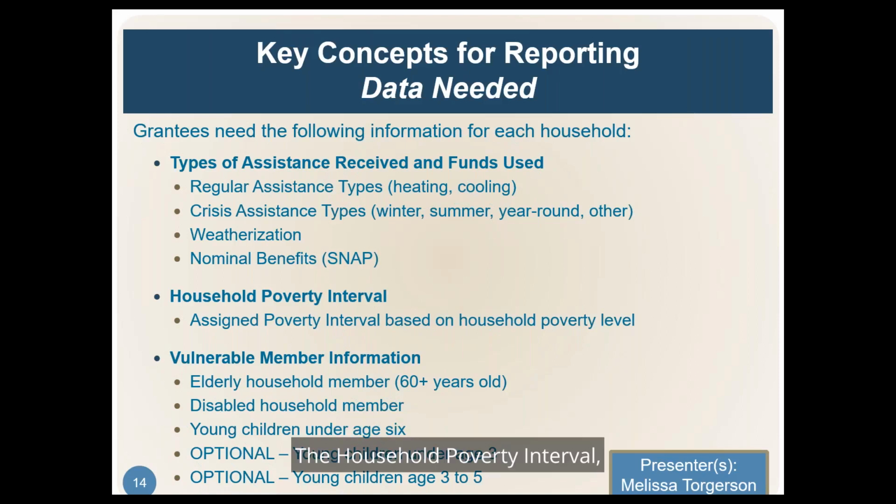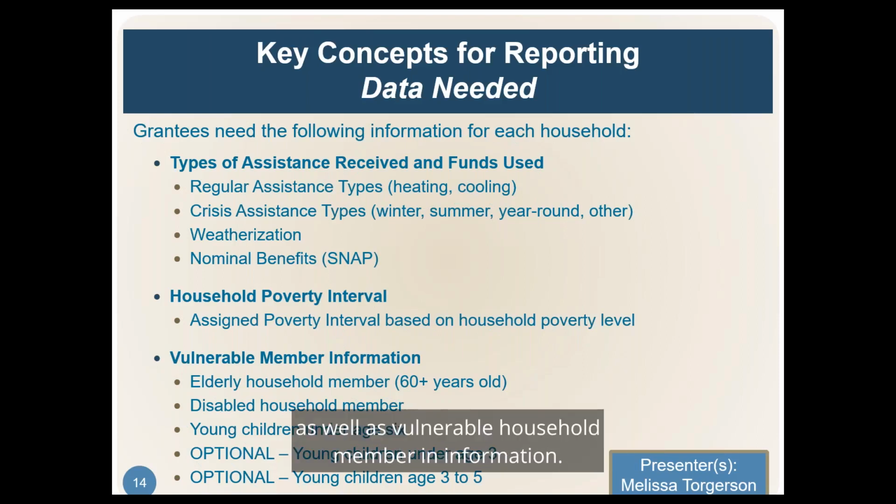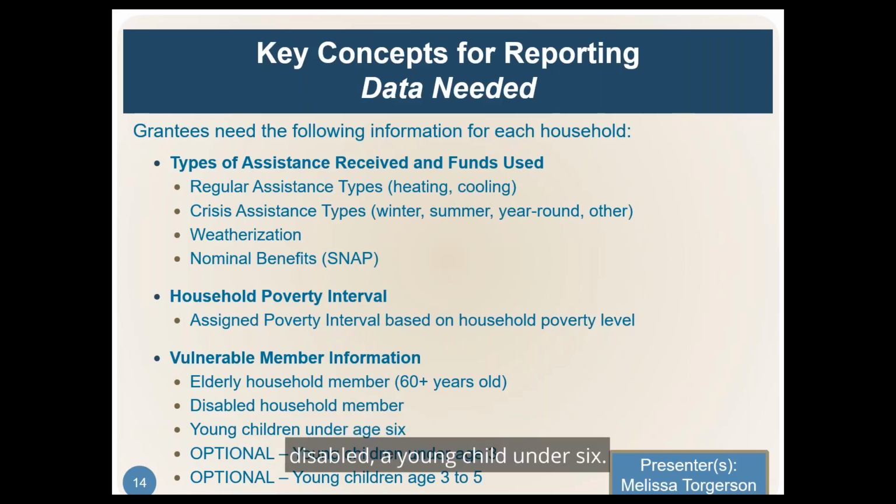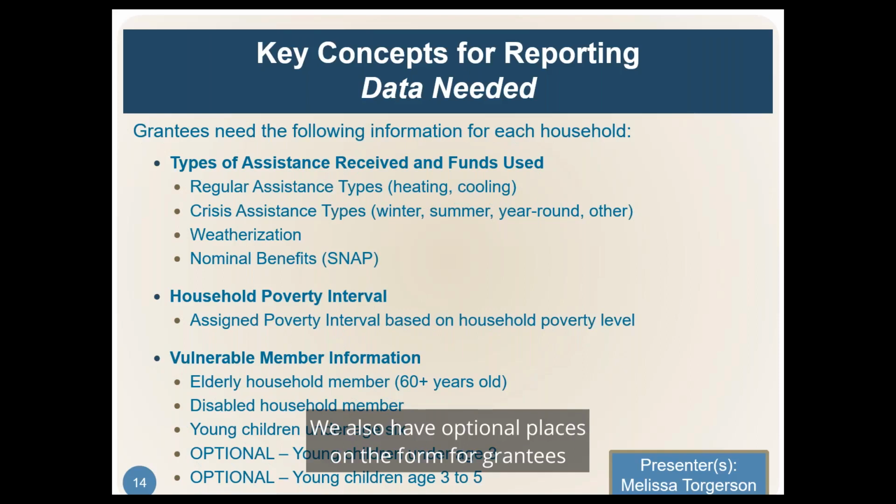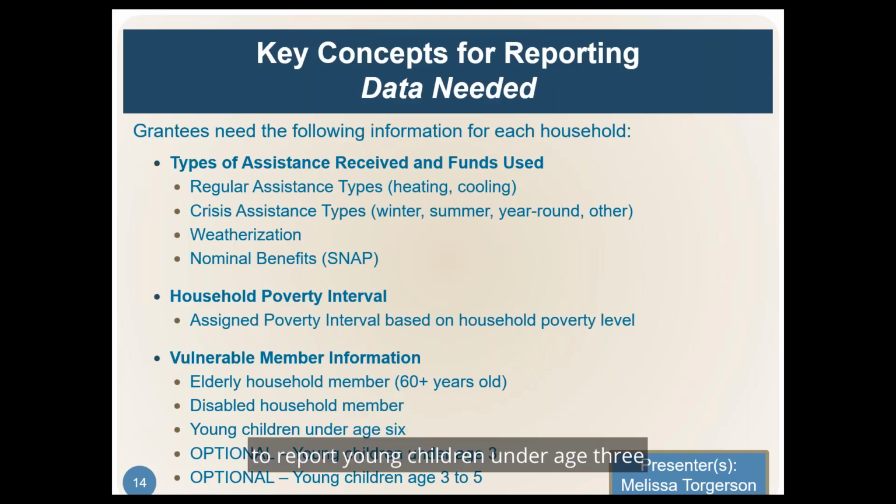The household poverty interval, these are the assigned poverty intervals based on the household poverty level, as well as vulnerable household member information. So whether a member of the household is elderly, disabled, or a young child under 6. We also have optional places on the form for grantees to report young children under age 3 and young children ages 3 to 5.